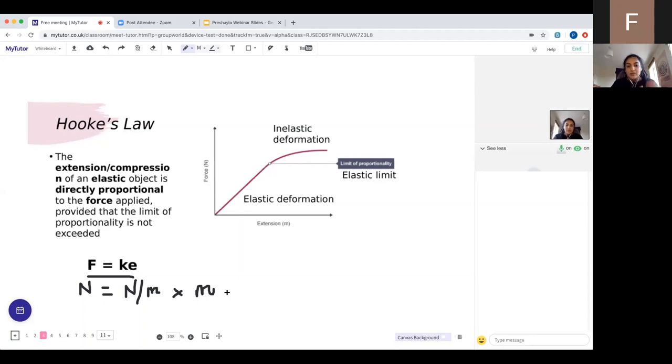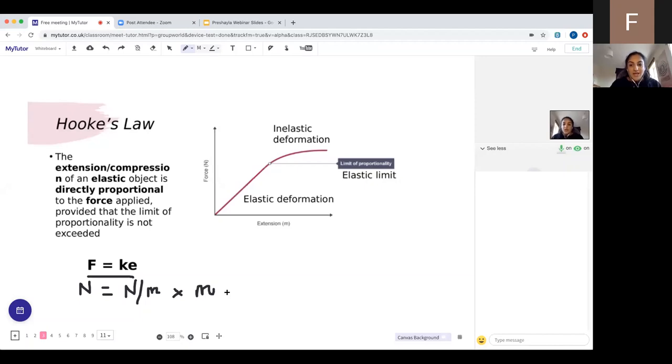So for example, a rubber band has its own spring constant. A wire has a different spring constant. So the spring constant never changes for a material. Therefore, we call it a constant. Okay, so a constant never changes for that material.